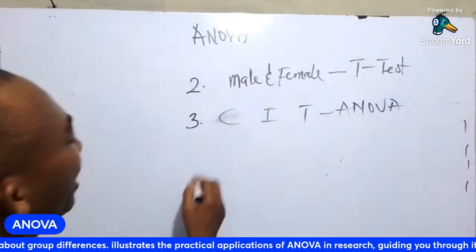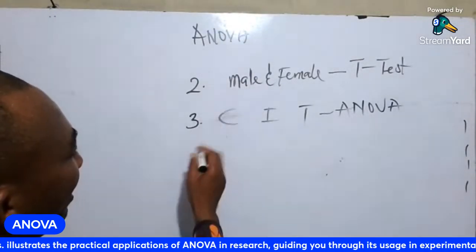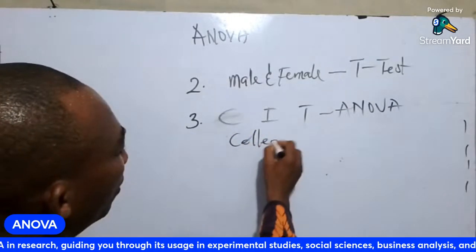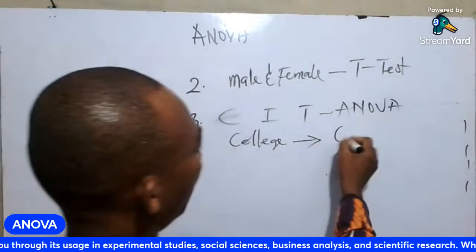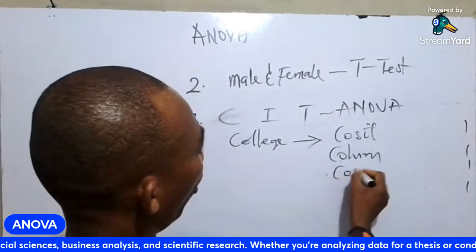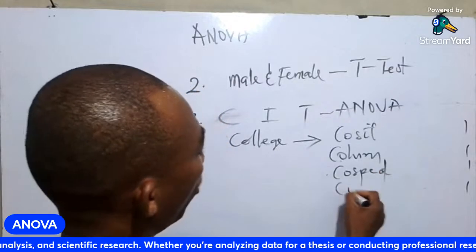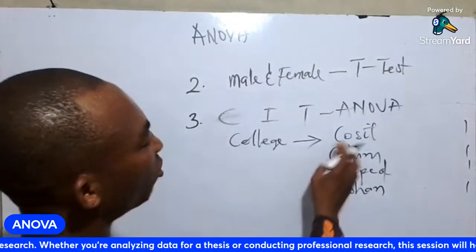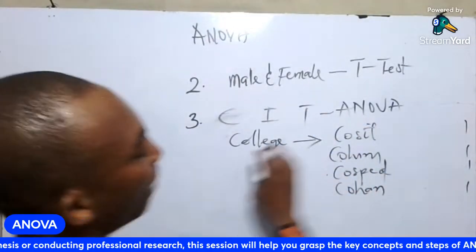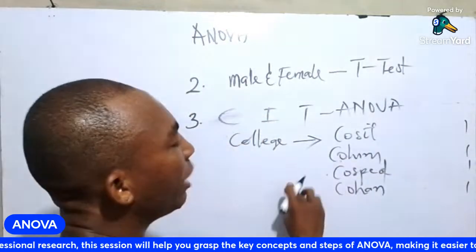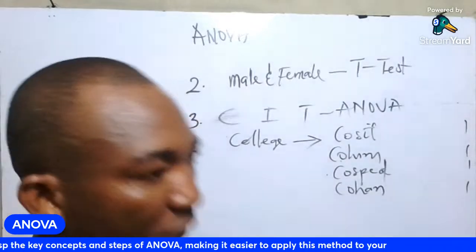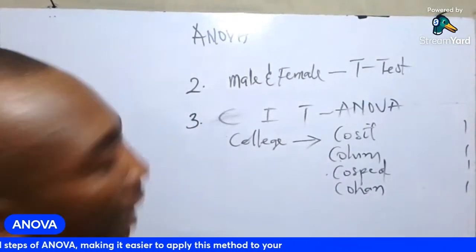Let's take, for those of us in tertiary institutions learning now, for instance, if you are considering college, you'll be talking about different courses and faculties. Now you see that this is already more than 2. So once the sample mean is 3 or more, you make use of analysis of variance. I think I've shown different examples where you make use of analysis of variance.